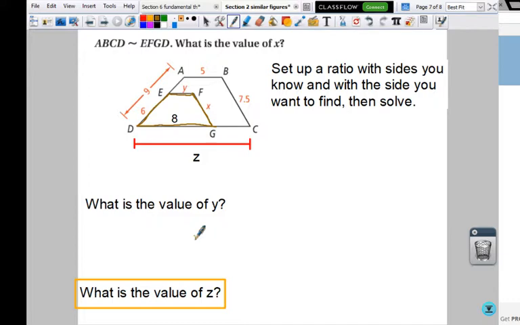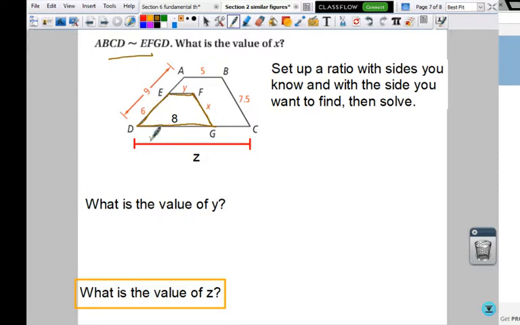I have a question. How do we know if these are congruent or not? Because it says right here, similar. Okay, so we're going to find different values, like x, y, and z in this. We don't know the value of x yet. I'm going to set up the ratio of all of the sides. I'm going to start with the big one over the small one.